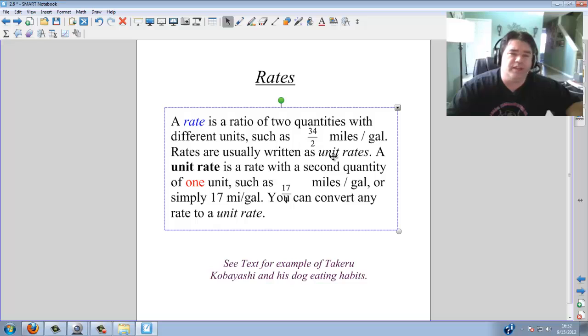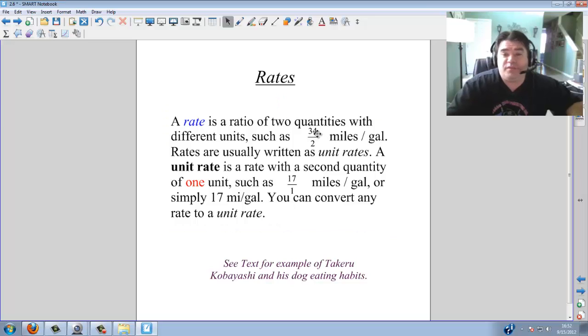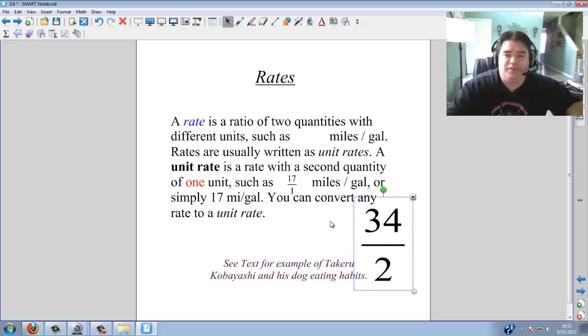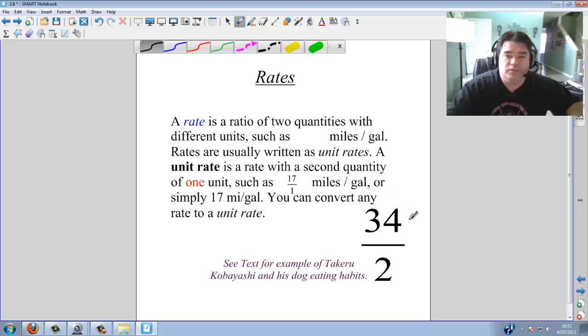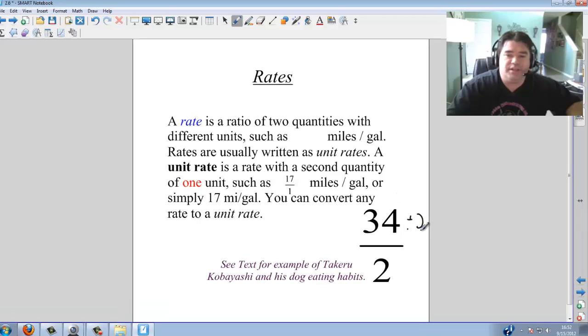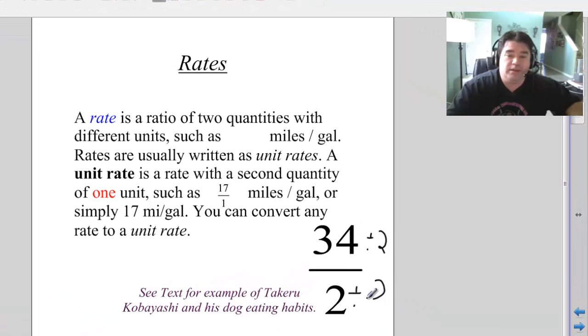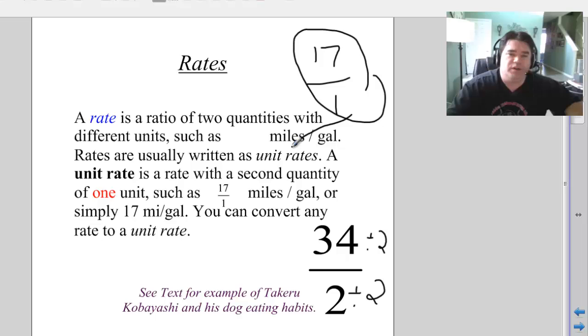Rates are usually written as unit rates. In other words, a unit rate is a rate with a second quantity of 1 unit, such as 17 over 1. So if I would have taken 34 and the 2 here, and if I would have divided both by 2, remember, as long as I do it to the top, I've got to do it to the bottom. So 34 divided by 2 is 17, and 2 divided by 2 is 1. Notice how I got my 17 over 1.